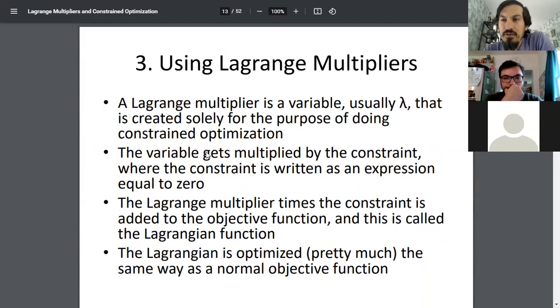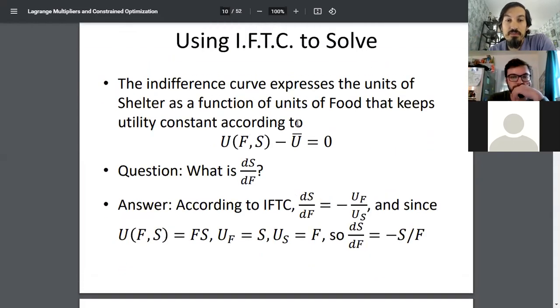By the way, have any of you already learned how to use Lagrange multipliers? No? Okay. At least no one's willing to say that they have. It's not that hard because a Lagrange multiplier is ultimately just a variable. You're taking a problem like this one with two choice variables.